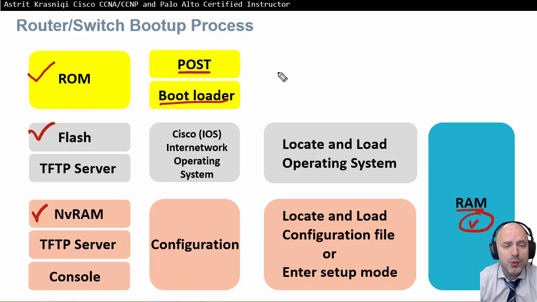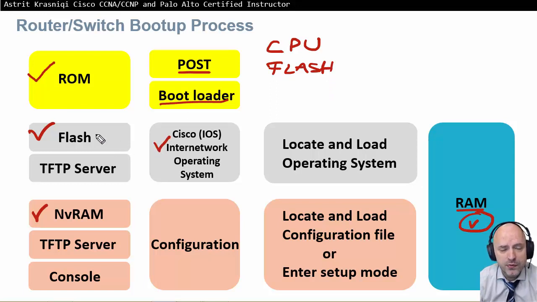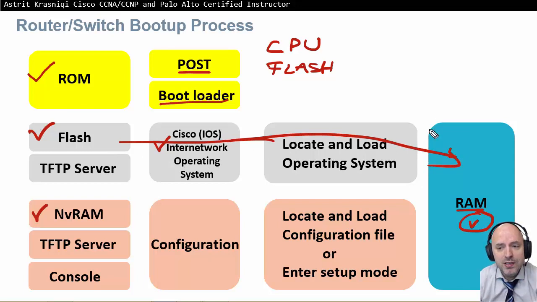Now the bootloader is going to initialize the CPU, initialize the RAM, which is going to be mapped, and it's going to initialize the flash. And in flash, the bootloader will look for the first operating system. If it's not configured, if it's got no configuration, it will load the first operating system into RAM. So it will take it from flash and put it in RAM. Now, once that's loaded into RAM, it's called running IOS.